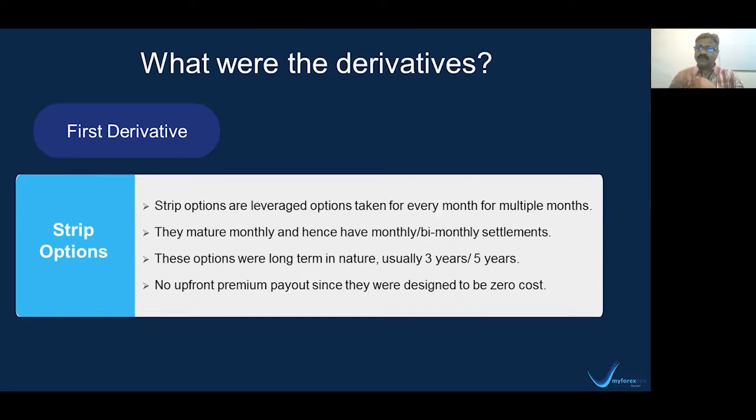So these options were monthly options, and that is the reason why they are called strips, because they are done on monthly maturities, monthly settlements, and for multiple months in the future, 3 years, 4 years, 5 years in the future. The options were designed in such a fashion that they were zero cost and there was no upfront premium paid.